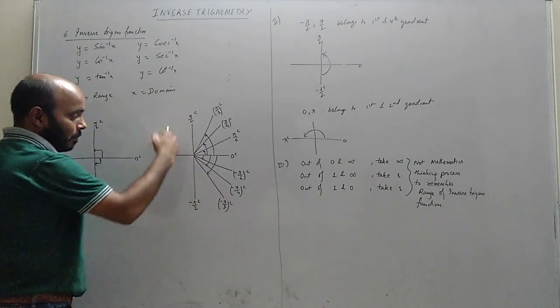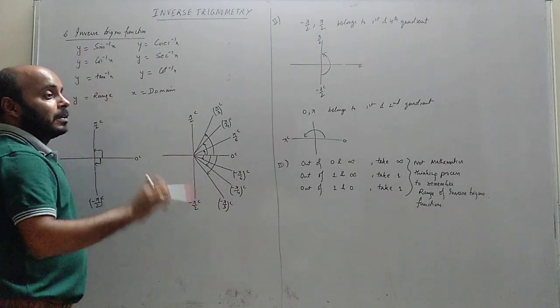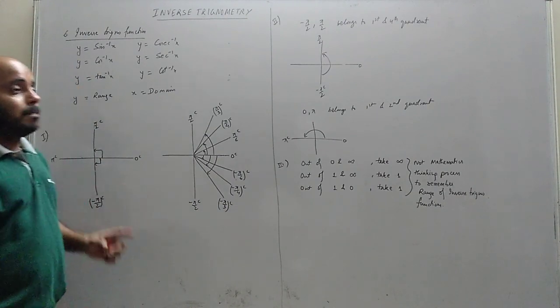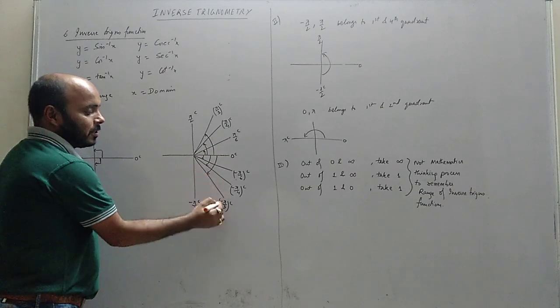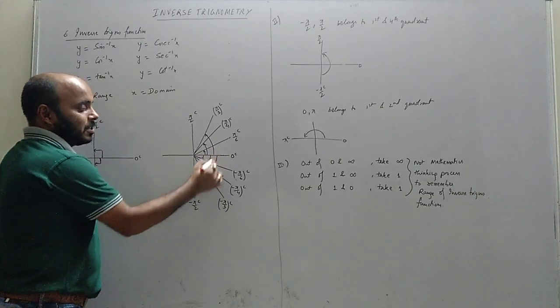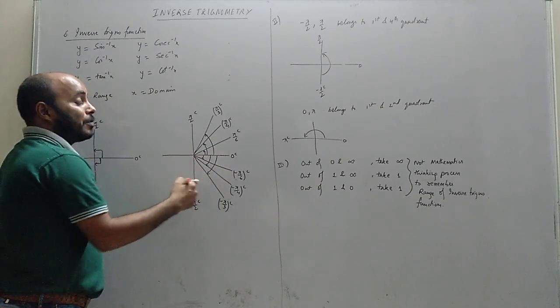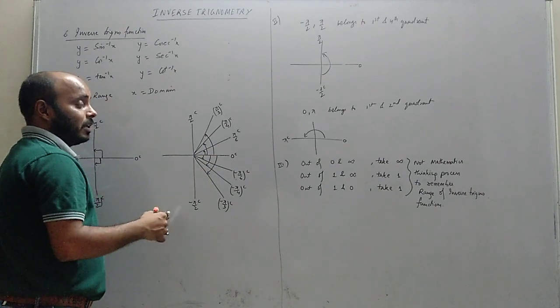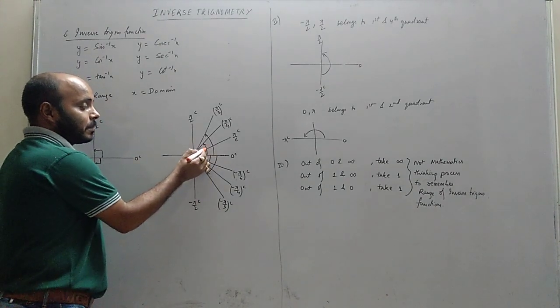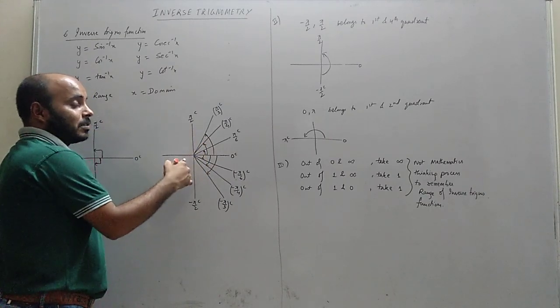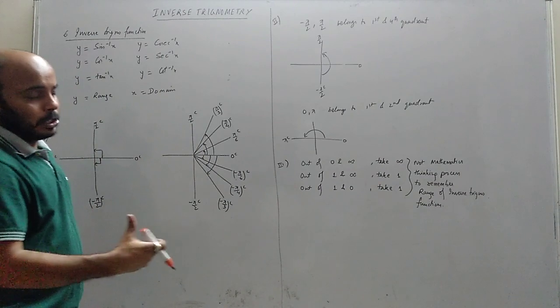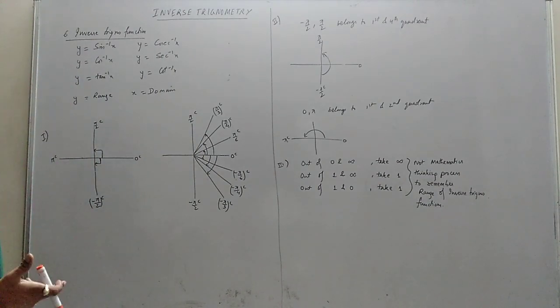Okay, so from here what we understand is that if I want to find minus 60 degree, where is minus 60 degree? Here is minus 60 degree. So this angle is minus 60 degree, measured clockwise. If you want to calculate plus 45 degree, this is plus 45 degree, measured anti-clockwise. Okay, so plus means anti-clockwise, minus means clockwise.